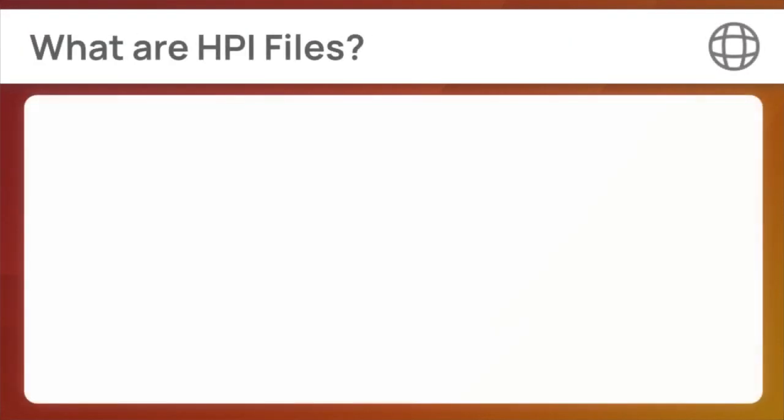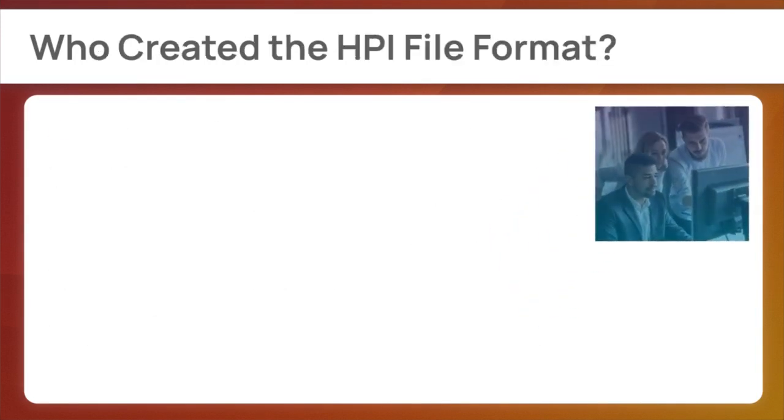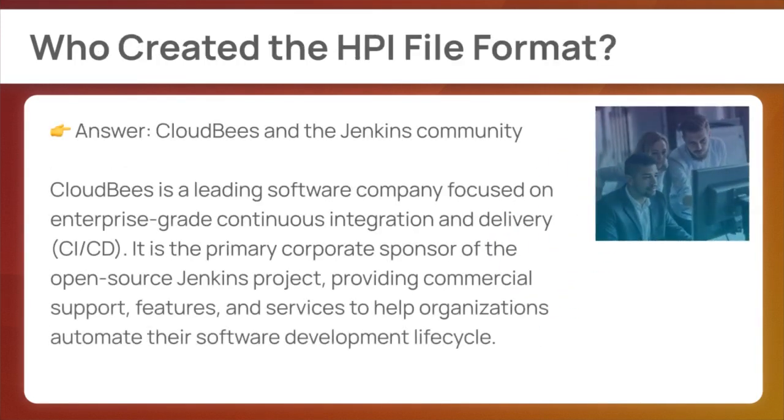A plugin package used by the Jenkins automation server to extend its functionality. These files contain all the necessary code, resources, and metadata for a specific plugin. Administrators install .HPI files to add new features, integrations with other tools, or custom-built steps to their CI/CD pipelines.